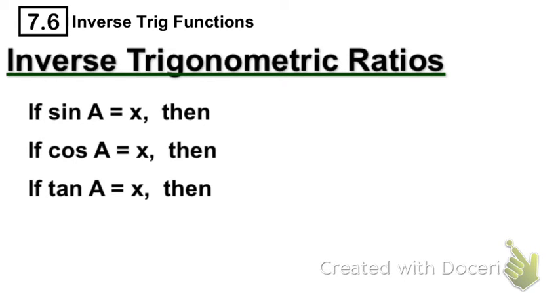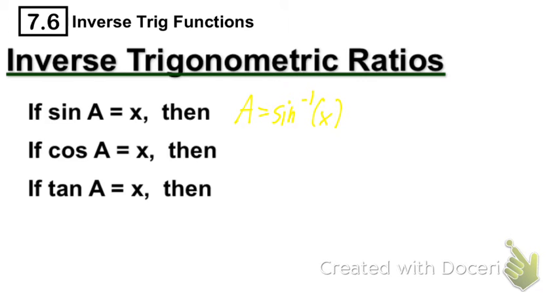So in order to undo it, if sine of angle A is equal to x, then angle A is equal to the inverse sine of x. I misspoke earlier. So what you do is you take the inverse sine of both sides. We write that as sine to the negative first.